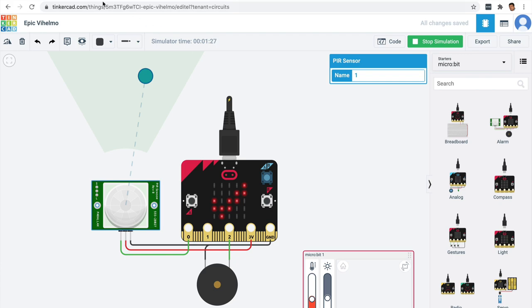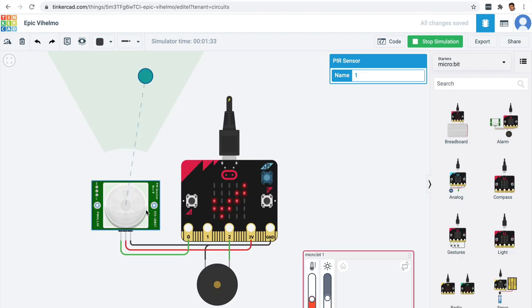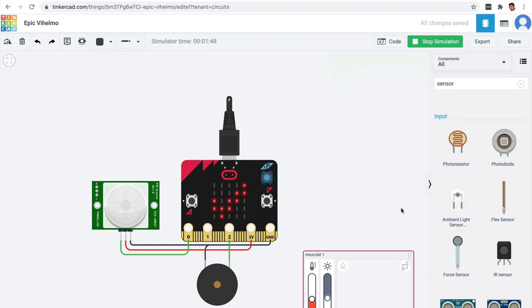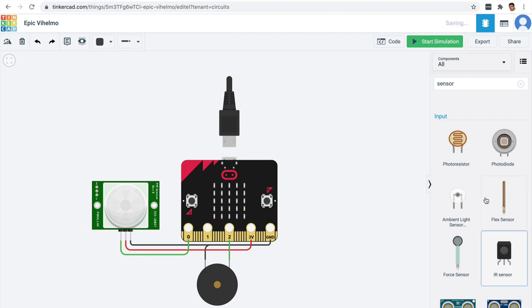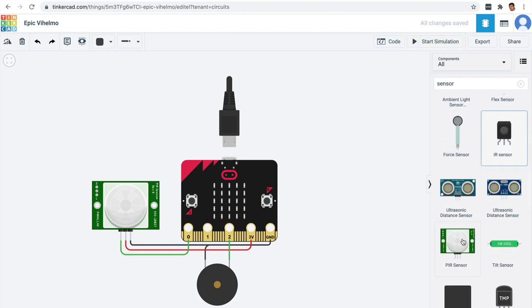And in this, what we do is basically we get rid of the switch to control the flow of electrons. And instead of a switch, we use all kinds of sensors. There are many, many types of sensors right here on Tinkercad and in your Atal Tinkering Lab. So you have a photoresistor, you have a flex sensor, you have a force sensor, you have an infrared sensor, you have an ultrasonic sensor, you have the PIR sensor which you have just used.